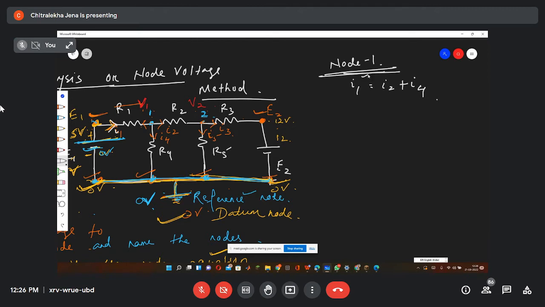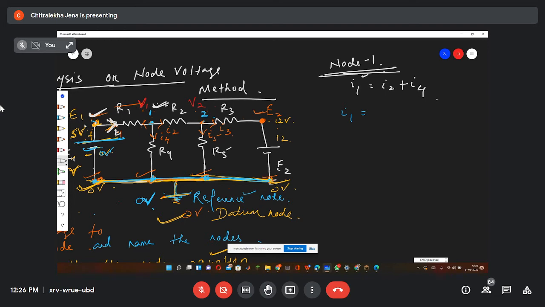Now what is the value of I1? Can anyone tell me? I1 is equal to how much? E1 by R1. Why? I1 is the current which is flowing from this point to this point, right? That means E1 minus V1 by R1. Listen, I1 is flowing from this point to this point.